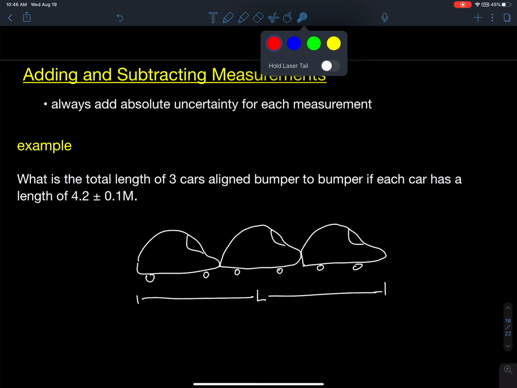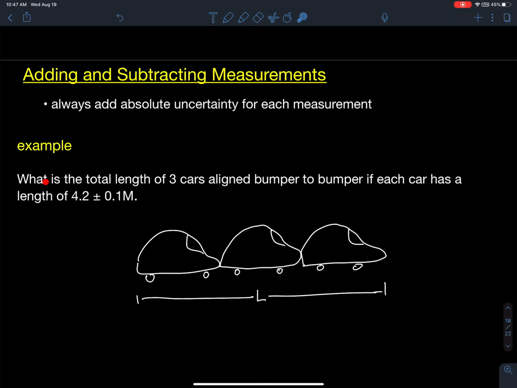Okay, if I'm going to be adding lengths, for example here, if I have 3 cars that are stacked up and I want to add their lengths together and find the total length so that I can ship them from United States to Ghana, I need to record that total length. What you need to do is you always add absolute uncertainties for each measurement when you're adding and subtracting. There are rules for what we do when we're adding, when we're multiplying, and all these things, but when we're adding and subtracting, you add the absolute uncertainties.